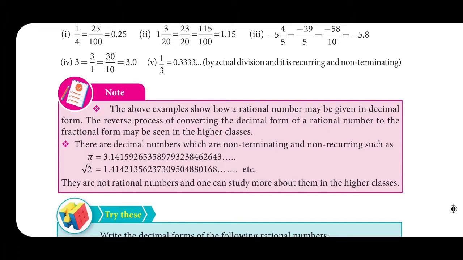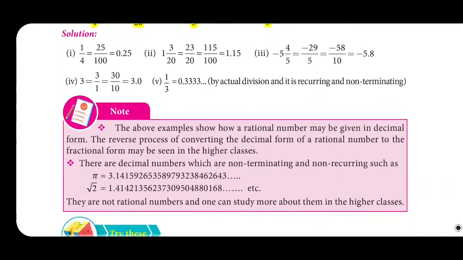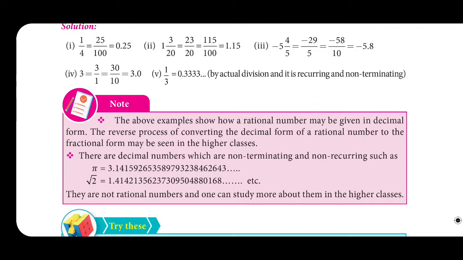Hi students, in this video we are going to see some definitions and example 1.2. Let's see the definitions and notes. First note is it's important. So already we saw one example, example 1.1. The above examples show how the rational number may be given the decimal form.